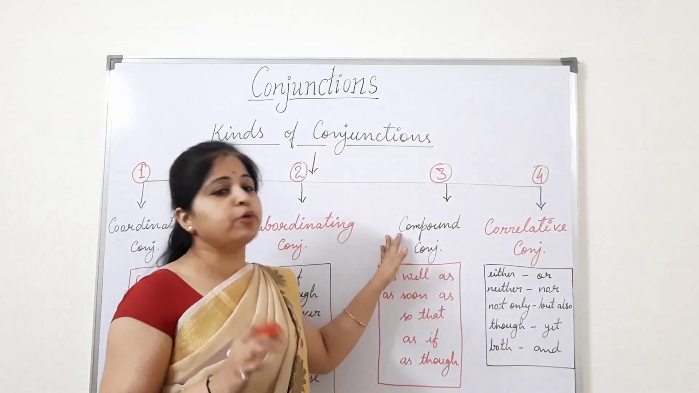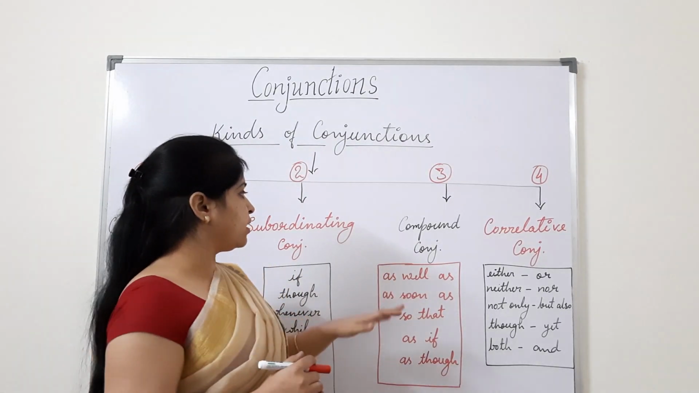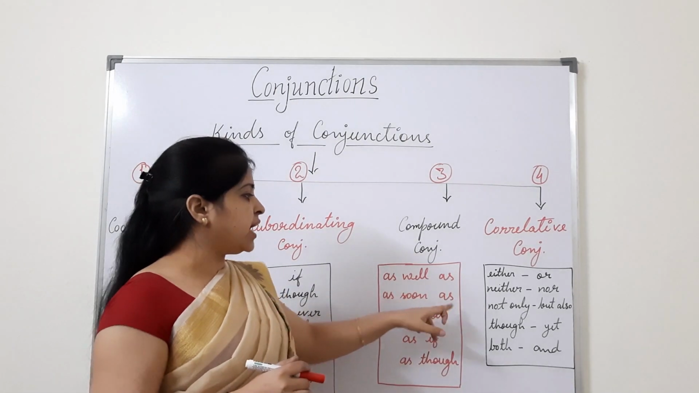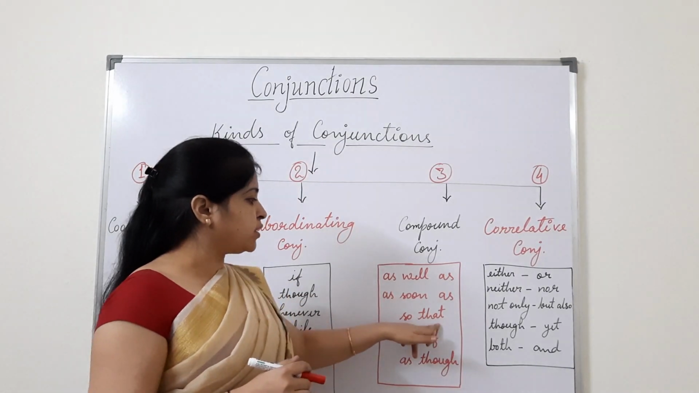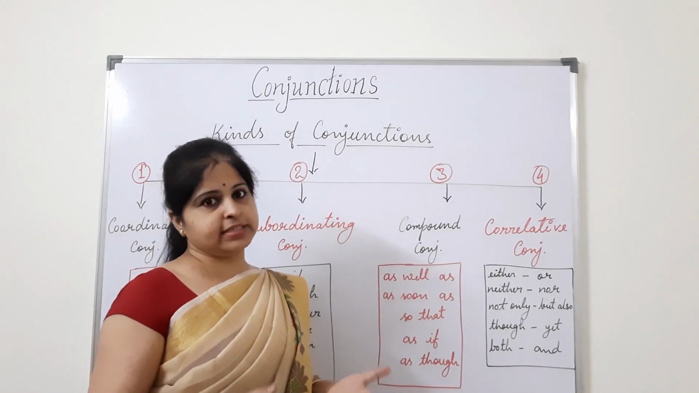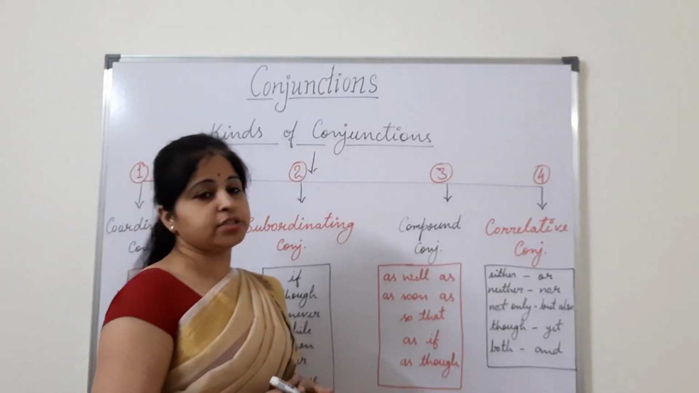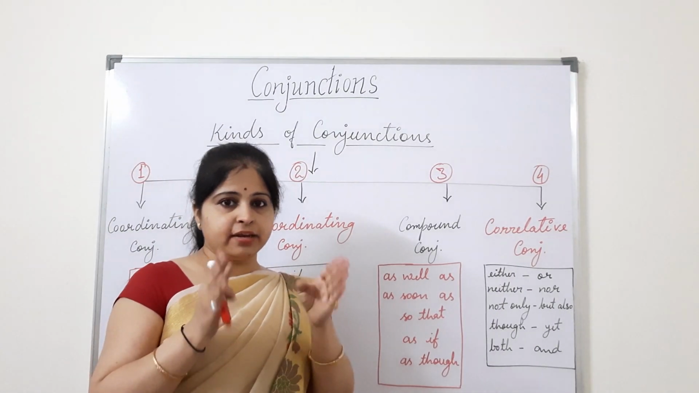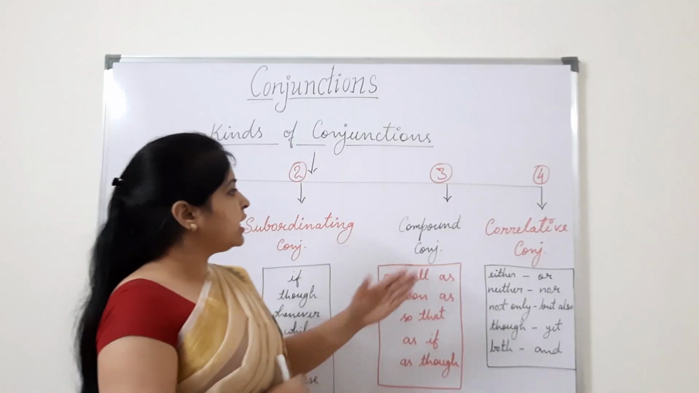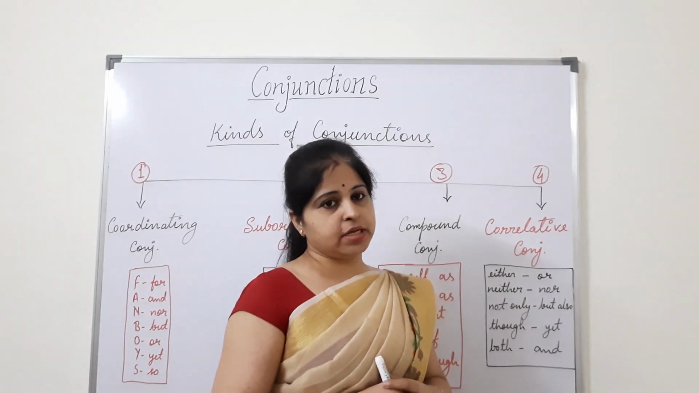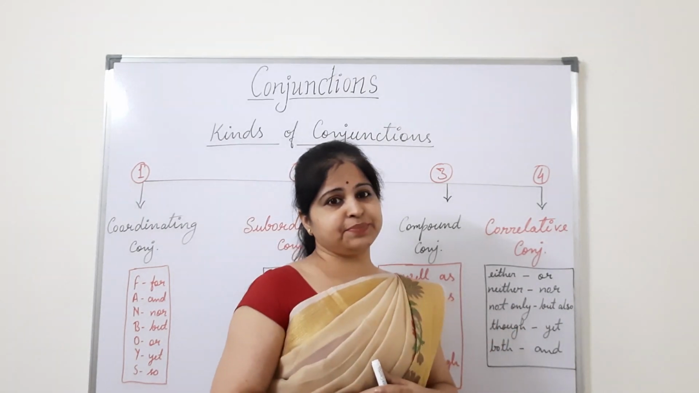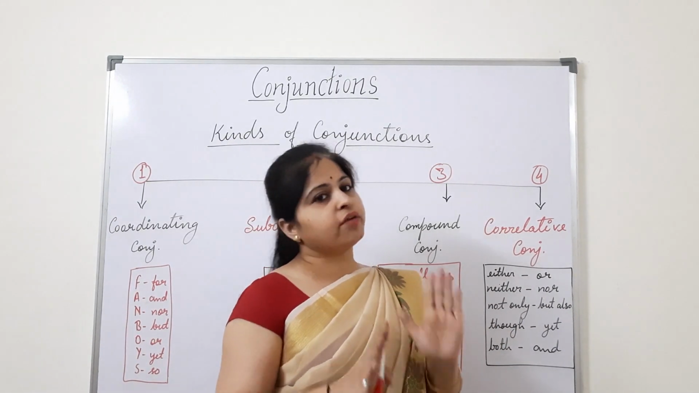Next are compound conjunctions. Easy way. You see, as well as is a group of words, as soon as is a group of words, so that, again, as if, again, as though. Yes, very easy. Compound conjunctions, you will always find them in a group of words. Like you can see the examples here. Okay. Next are correlative conjunctions. Correlative conjunctions always go in pairs. Yes, they have a good relation. They always go in pairs.